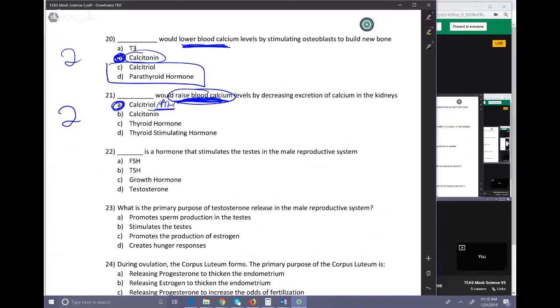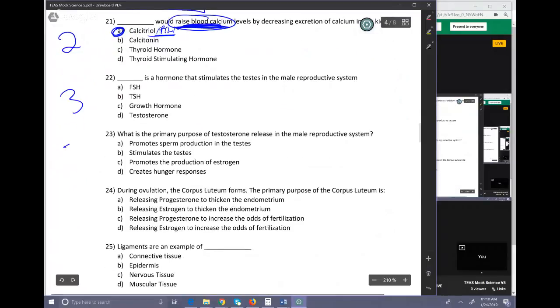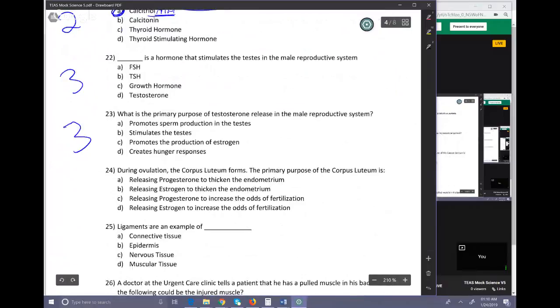22, what is a hormone that stimulates the testes in the male reproductive system, is from Anatomy 3. 22 and 23 go together. This is very nitpicky. This is not what the test would do. This is much harder than the test, and I put them back to back on purpose to show you a thought process. The hormone that stimulates the testes, that stimulates a gamete. So a gamete is stimulated by FSH. When a gamete is stimulated, it promotes production of a germ cell.